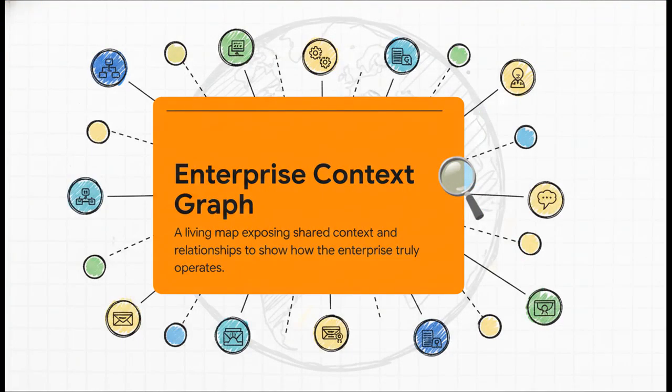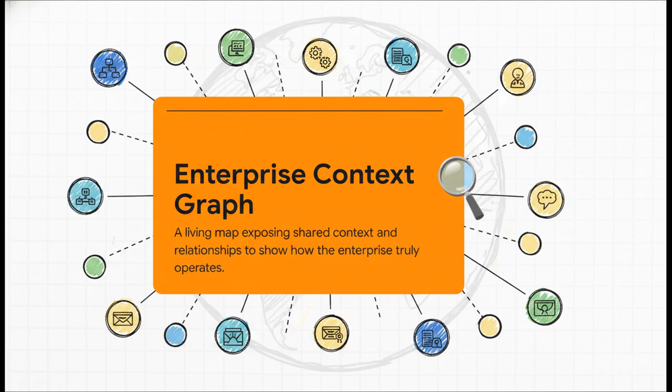So, an enterprise context graph is a living map. It exposes shared context and explicit relationships, even the ones that were never formally documented anywhere. It provides reliable reasoning about downstream impact based on how the enterprise truly operates today, not how it was originally designed to operate on some whiteboard 20 years ago.